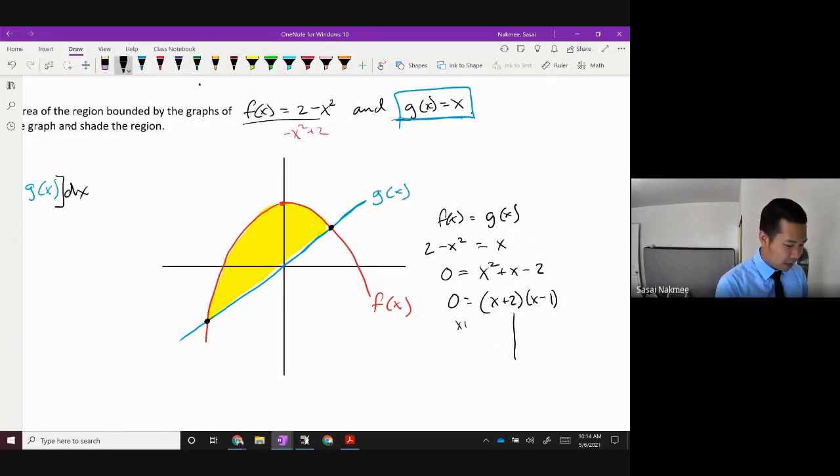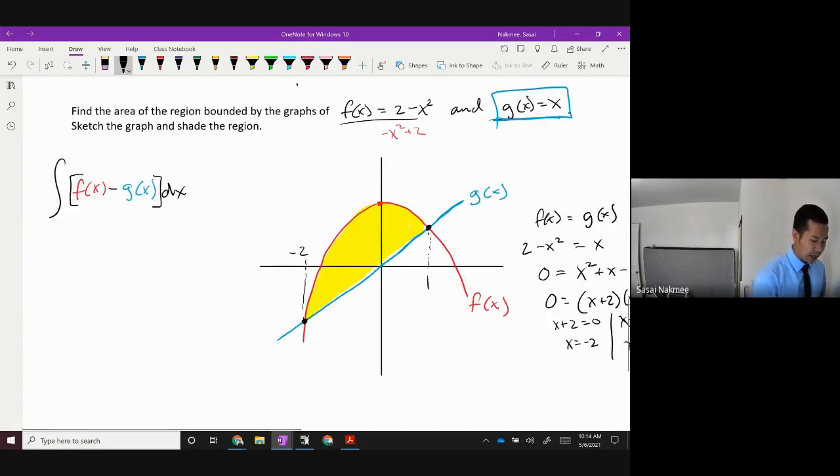Solve this out. You have x plus 2 is equal to 0. In other words, x is equal to negative 2. X minus 1 is equal to 0, which means x is equal to 1. So where are these things occurring at? This thing right here is occurring at x equals 1. And this one right here is occurring at x equals negative 2.